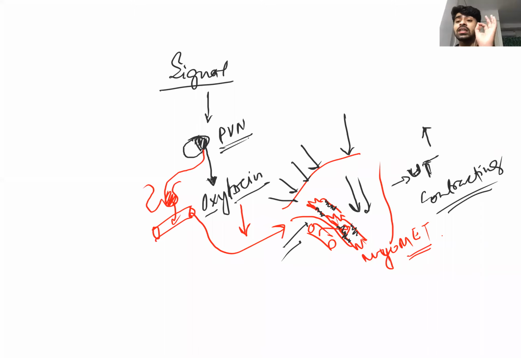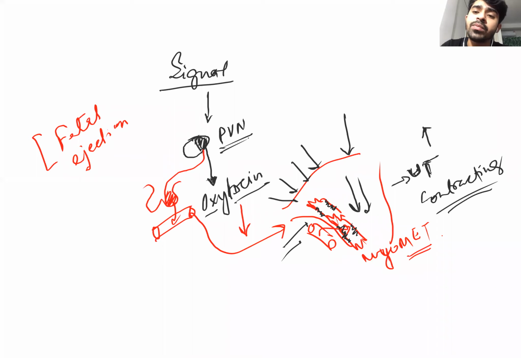The next thing is the first stage of delivery. You have to remember, this is actually called the fetal ejection reflex. That is again important. The signal of parturition is also known as, there is an MCQ, this is called the fetal ejection reflex. Ejecting means we are making something go out of the body, that is called ejection. So what is the fetal ejection reflex? I am ejecting the fetus outside.